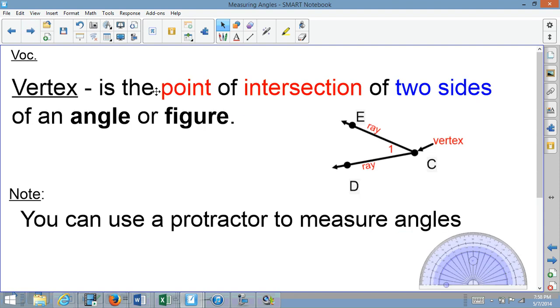The vertex is the point of intersection of two sides of an angle or figure. And again, as I said, here's a vertex. That's that end point where they're connected. Note, you use a protractor to measure angles. Here's our protractor, and that's what we're going to do today.